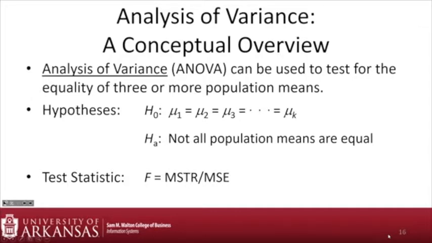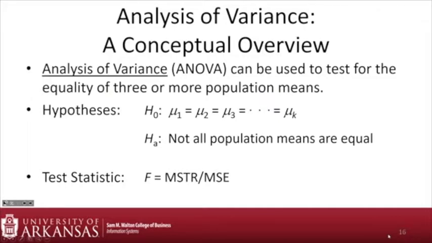So analysis of variance, our big picture, right? We're using this to test 3 or more population means. This is our goal. Okay, our hypotheses are the null is that all the means are equal. The alternative is that not all the population means are equal.